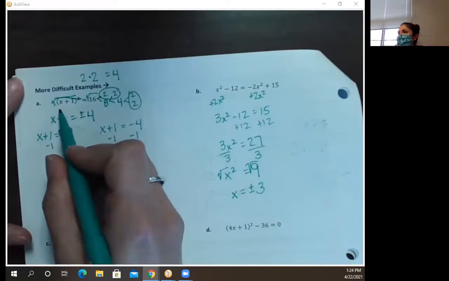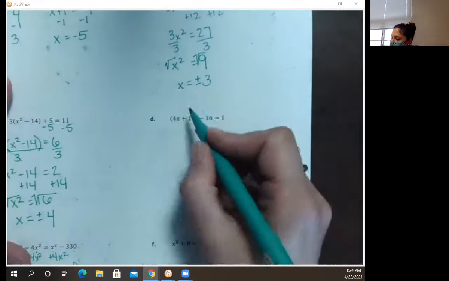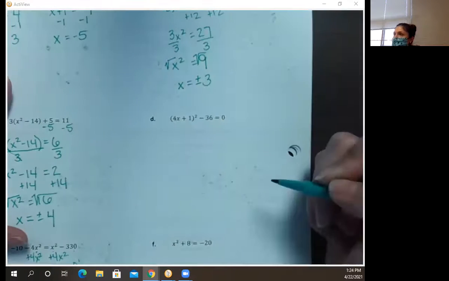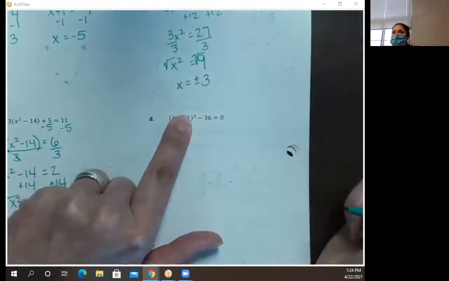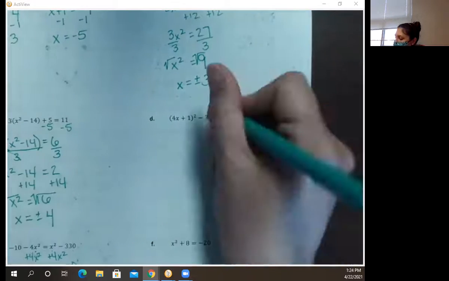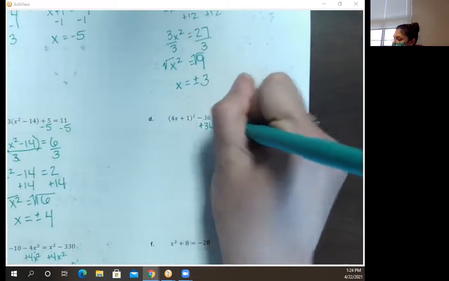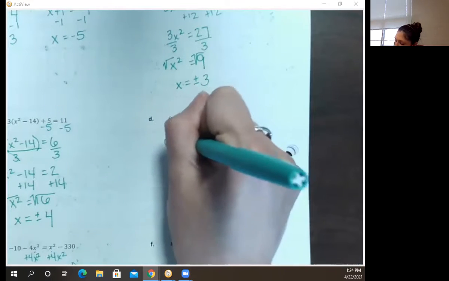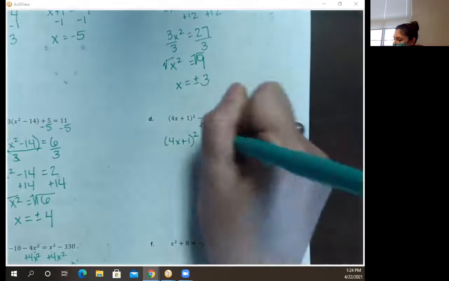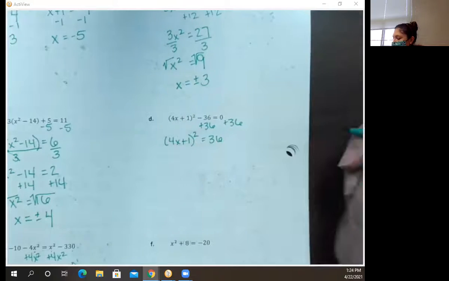D is similar to example A that we did together. So again, I've got something in parentheses being squared. I don't care what's in parentheses. I just care that this is the squared thing. So I want to get the squared thing by itself. My first step is going to be to move this 36 to the other side. So I've got 4x plus 1 squared equals 36.